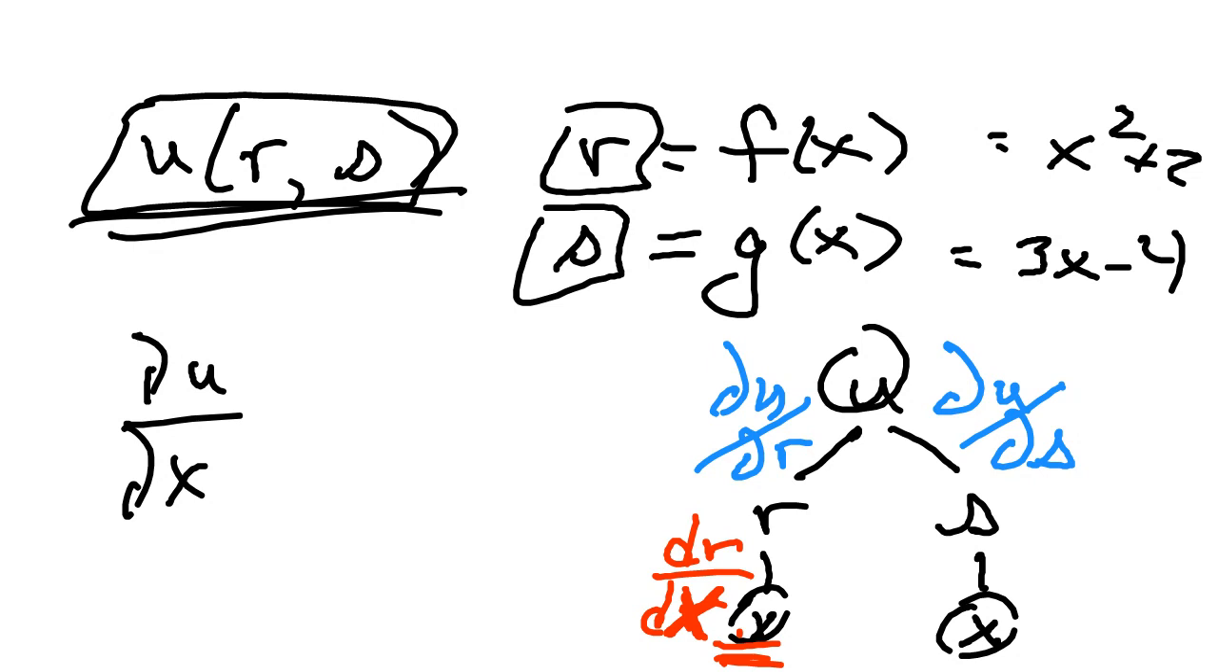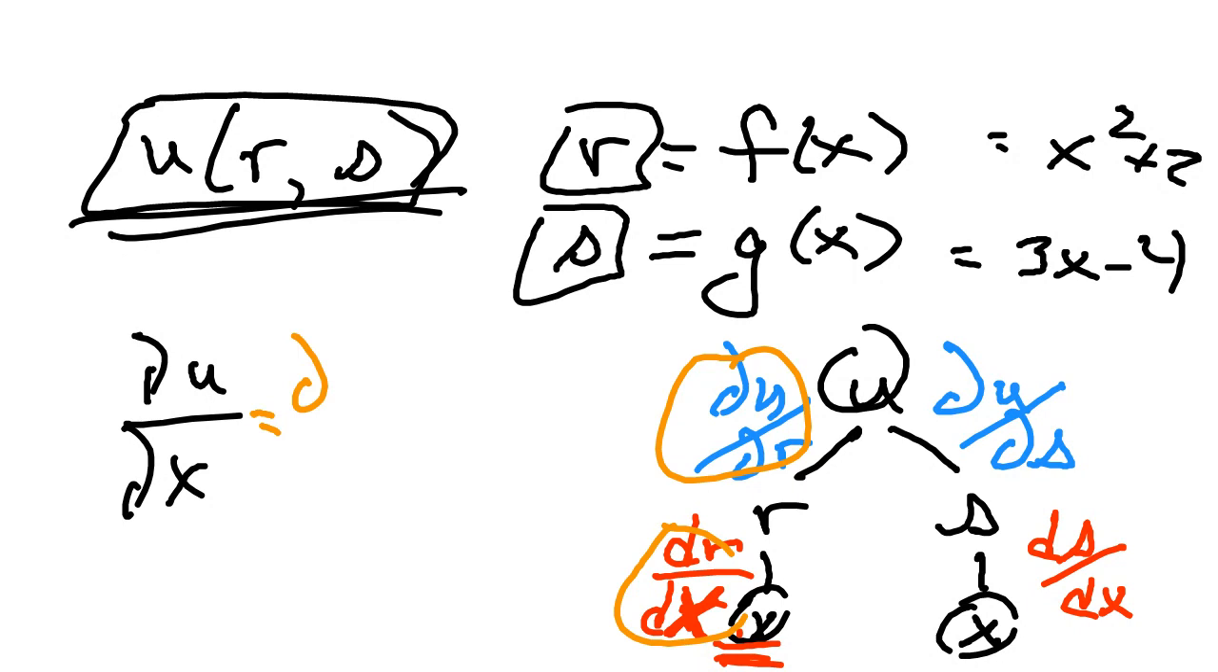Similarly over here, s is defined only in terms of x. So if I want the derivative of s with respect to x, that's just 3 here, right? But anyway, this is ds dx. And then I'm going to follow these down. So the partial of u with respect to x, I'll use different colors here. We'll do orange. I'm going to follow these. So it's going to be the partial of u with respect to r times dr dx.